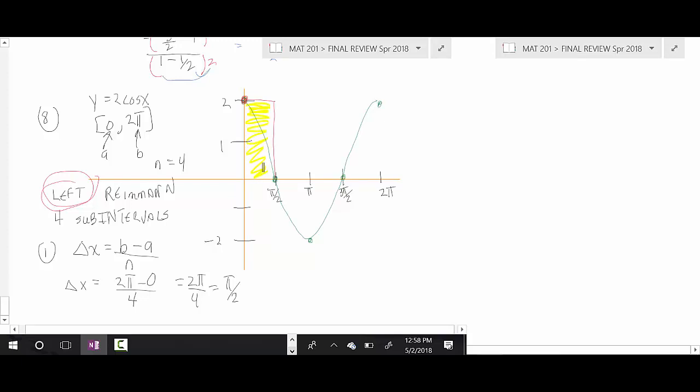What if it was a right endpoint? What would this rectangle look like? It'd be nothing. It would just be a line, right? What if it was a midpoint? Then you go to pi over 4, and your rectangle would draw around the midpoint. Okay, that's the difference. Does everybody remember that? Because sometimes you're going to end up with something that's not even a rectangle. Okay, let's go to the next one.